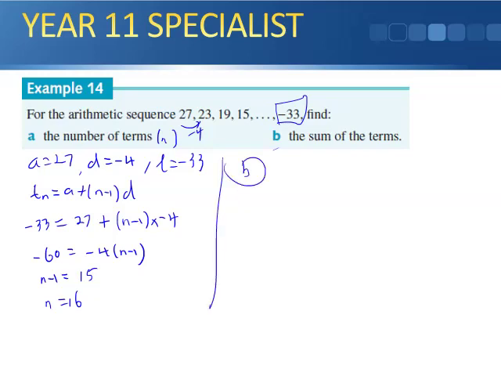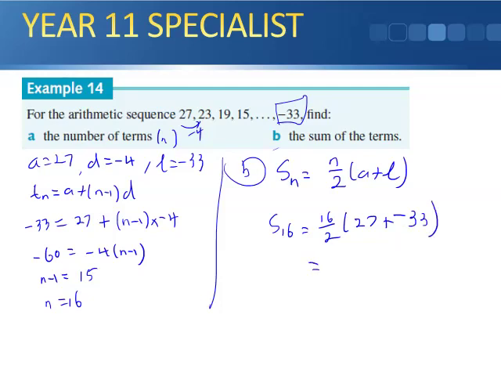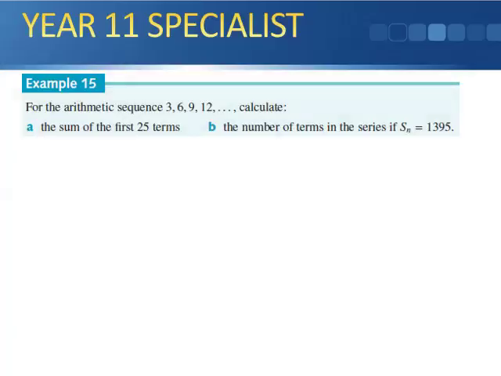That's part A. Part B, the sum of the terms. So this time I want S of 16. I'll put my S of n first. This time, because I know my last term, I'm going to use this one over here. So S of 16 will be 16 divided by 2 times (27 plus the last term, negative 33). I just left the plus in there, but plus and minus, of course, is minus. So I'm going to get 8 times that, which gives me negative 48. So S of 16, the sum of the 16 terms, is negative 48. Of course, I'm not writing it in words, but you should.